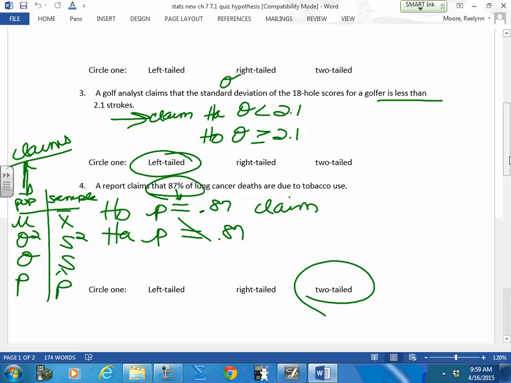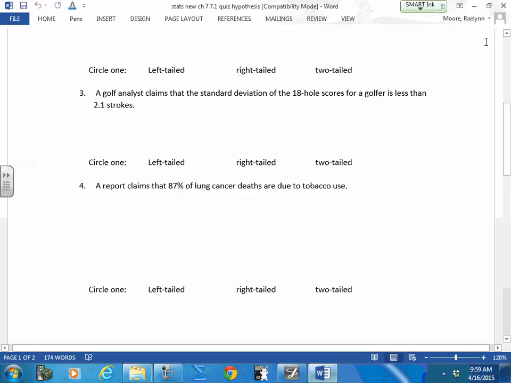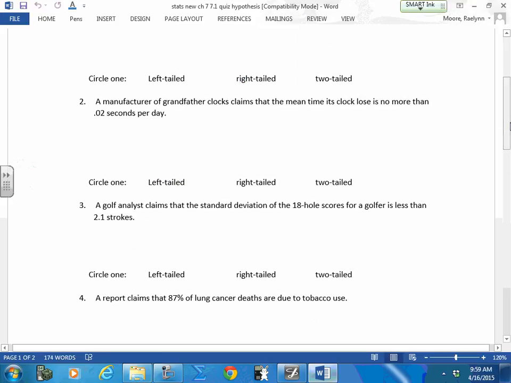Can you go back to number 3? Yeah, I can. It's not there, but we can talk about it. I thought it says it's less than 2.1. Yes. It's a claim. Less than or equal to. You have to say that.